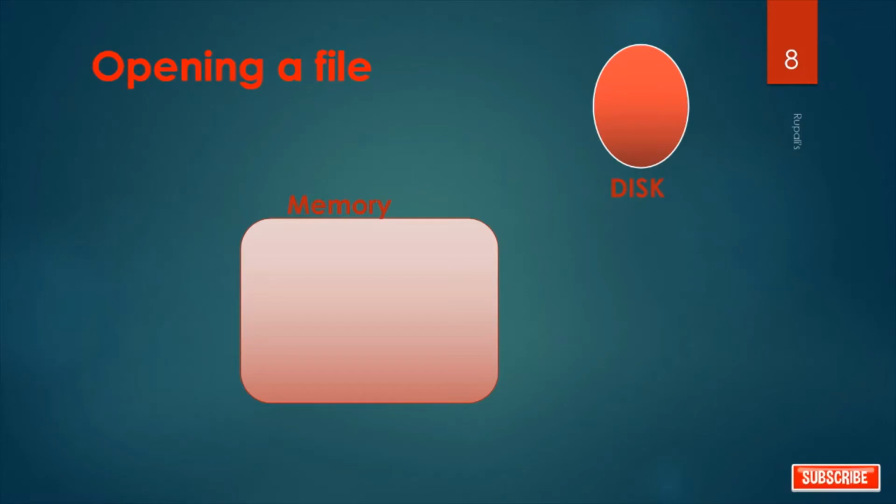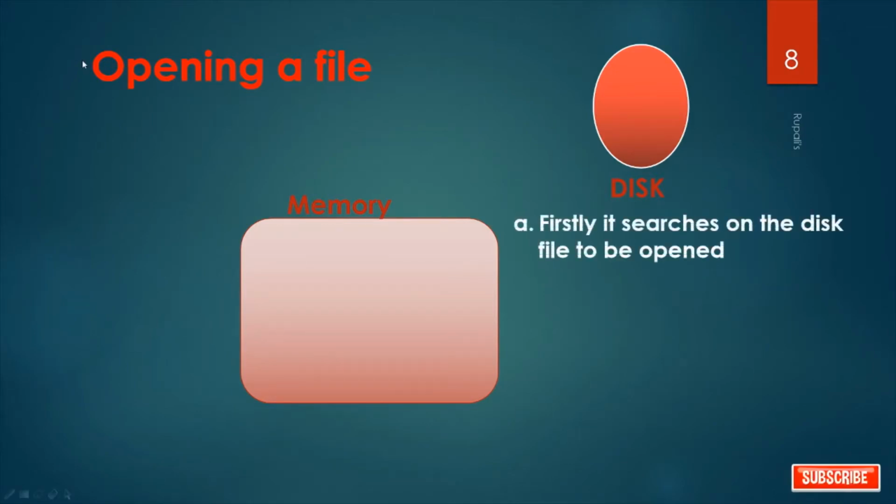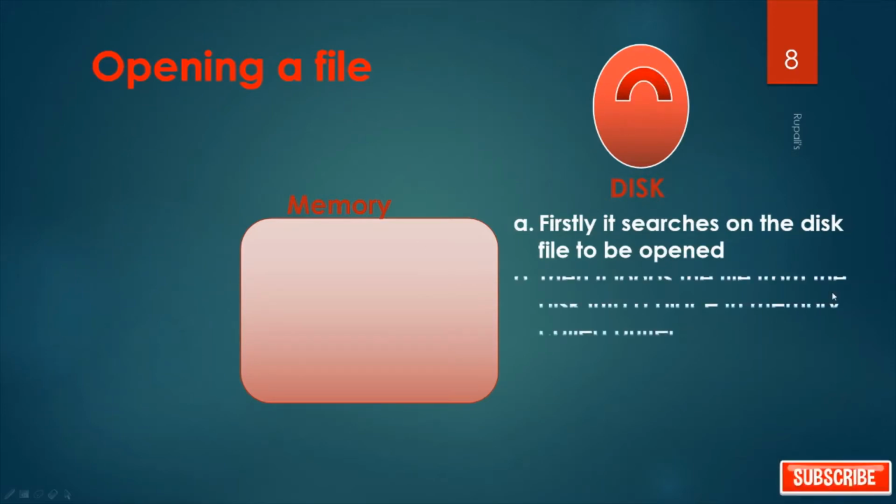Opening a file. How can you open a file? How can you load a file from hard disk to memory? Firstly, it searches the disk for the file to be opened. See, this is our file. We want to open the file.